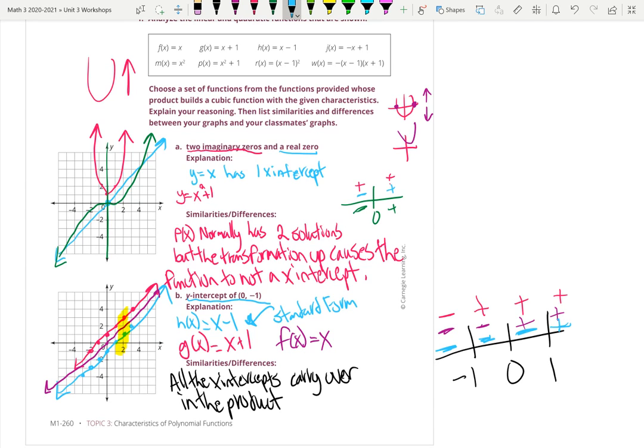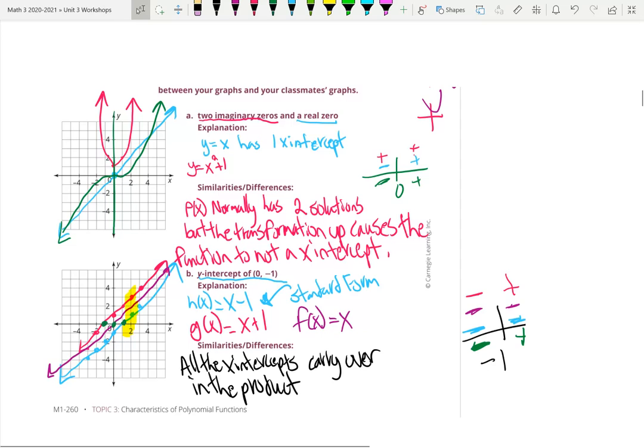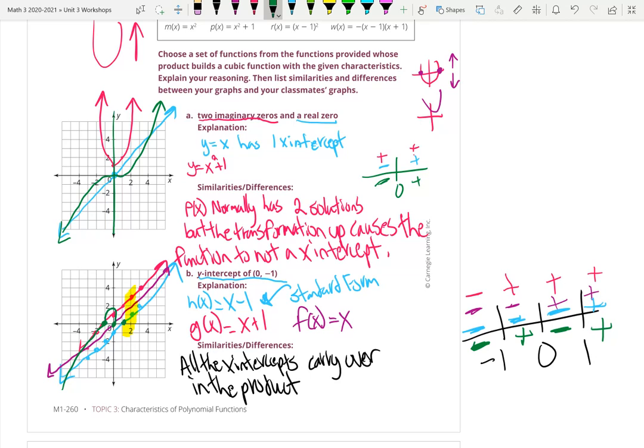Okay, to get my final answer, I need to multiply these together. A negative times a negative times a negative is a negative. A positive times a negative is a negative, but then turns to a positive. Negative and positive. So I know the similarity is that the x-intercepts stay the same, and the graph is going to go from being a negative to a positive, back to being a negative to being a positive. Notice again, it's a cubic.